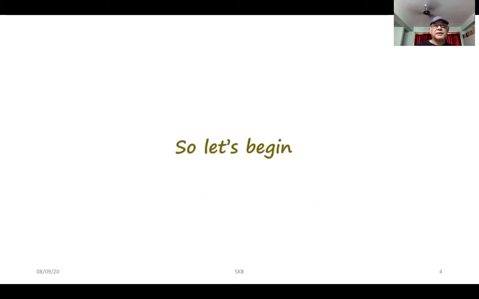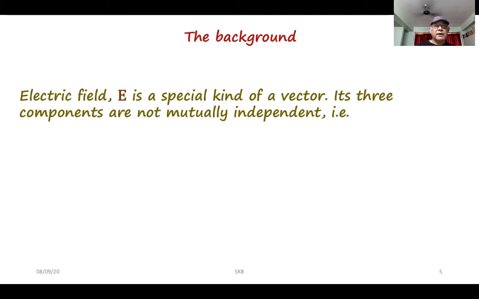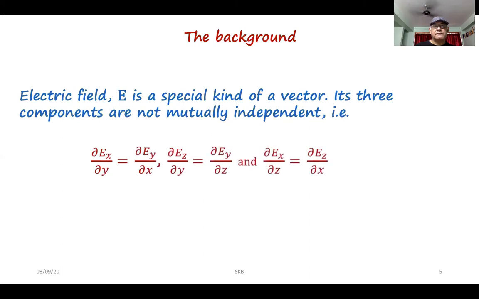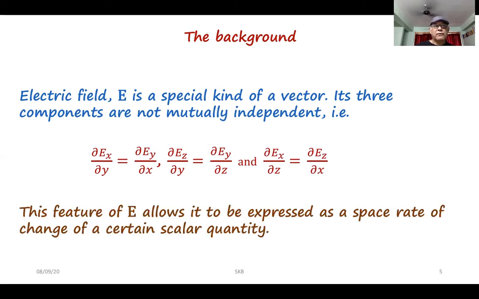So let's begin. The background. The electric field E is a special kind of a vector. Its three components are not mutually independent. This feature of E allows it to be expressed as a space rate of change of a certain scalar quantity.